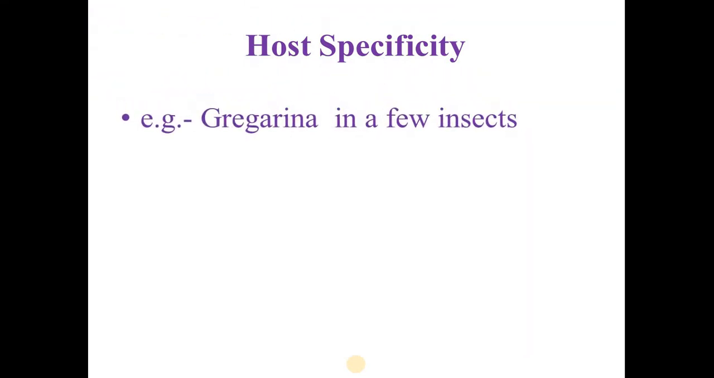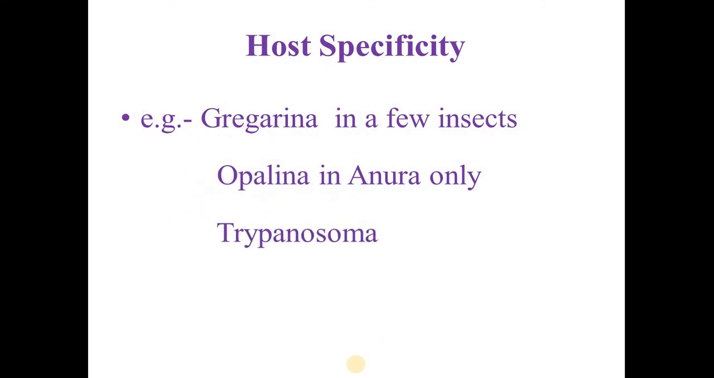Host specificity. Some parasites are restricted to a few hosts. Example Gregarina, whose host specificity is limited to a few insects. Another example Opalina in Anura only. But some parasites have become adapted to a large variety of hosts, that is, Trypanosoma is found in all classes of vertebrates in which it parasitizes some 500 species. This is the development of host relationship. The above two general trends are seen. This is due partly to the infective powers of the parasite and partly to the degree of susceptibility of the host.